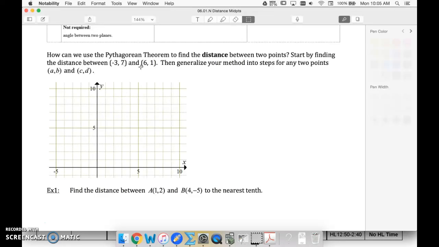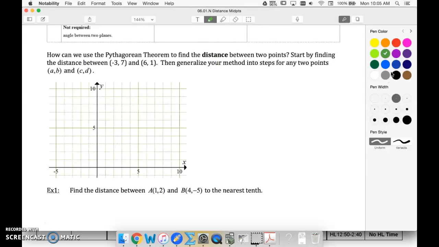So let's start with these two specific points. If I graph my first point, I always start with my x, then my y. They go in alphabetical order. X is always the horizontal one. So over -3 and up to 7. So there is going to be my first point. My second point is at 6, 1. So here I am, over 6, up 1.